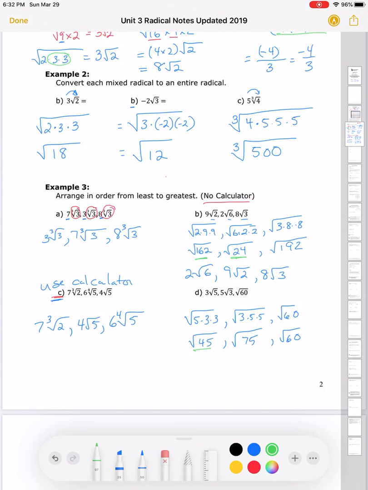Now looking at these, this one's my smallest, and then my 60, and then my root 75 is the largest. So if I put those in order, I have 3 root 5, then root 60, and then 5 root 3. Okay, so those are all my correct orders. You might have to do some conversion to get you there.